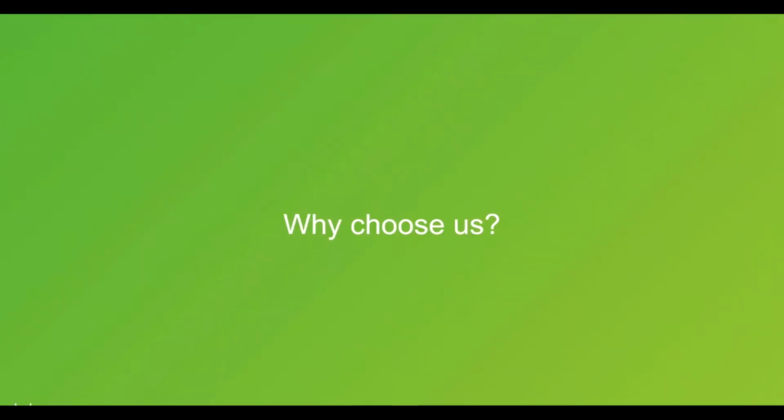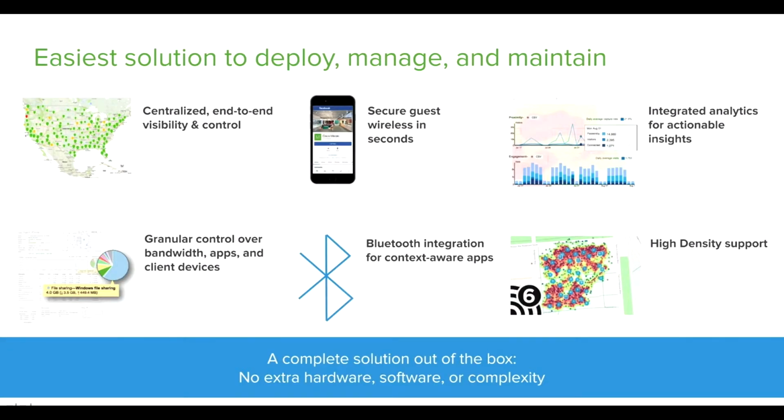So let's kind of cover a little bit about why Meraki Wireless is unique. And one of the key pieces that you'll see is we've got all of these different capabilities, whether it's centralized end-to-end visibility control, Facebook and splash pages built into your guest wireless from the dashboard, integrated analytics, we've got Wi-Fi 6, etc. Right? We've got all of these different capabilities, granular control, end-to-end, all the way down to fingerprinting a specific client. But the key piece that makes Meraki Wireless unique is that all of this is integrated in and is a complete solution out of the box. There's no extra hardware, software complexity that you have to deal with.